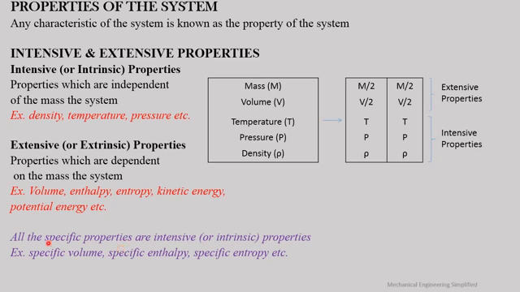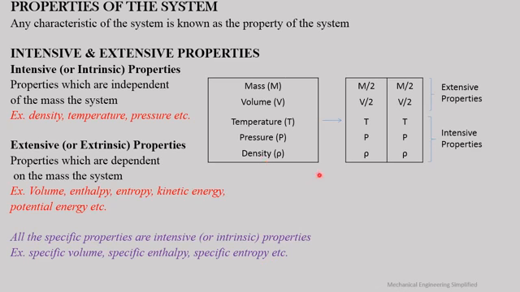Any property per unit mass is known as a specific property, and when we consider any property per unit mass, that means it becomes independent of mass. So all the specific properties are intensive or intrinsic properties. Examples: specific volume, specific enthalpy, specific entropy, etc. Then how to find out whether any given property of the system is intensive or extensive? How to find out?